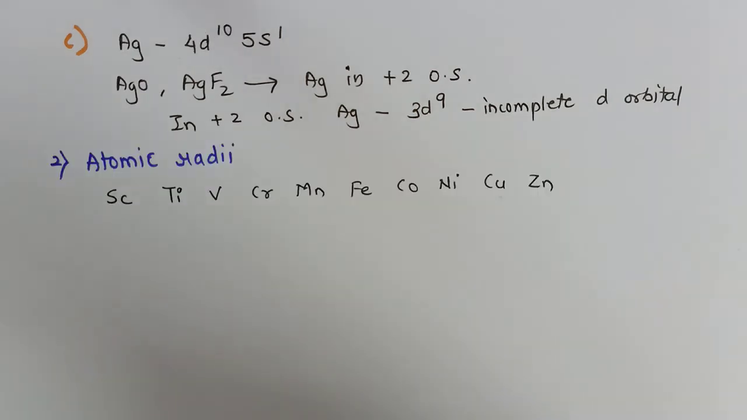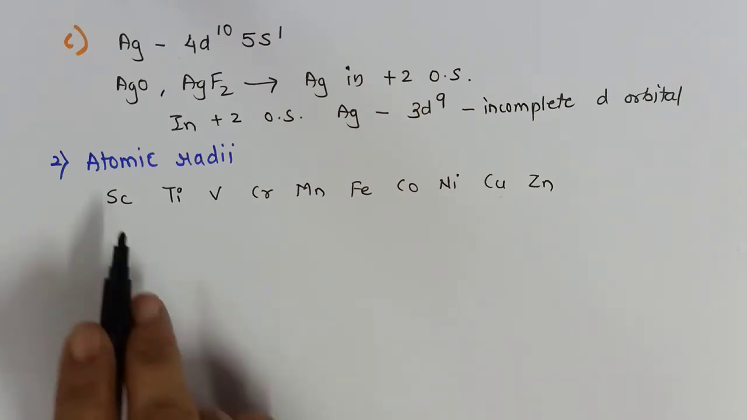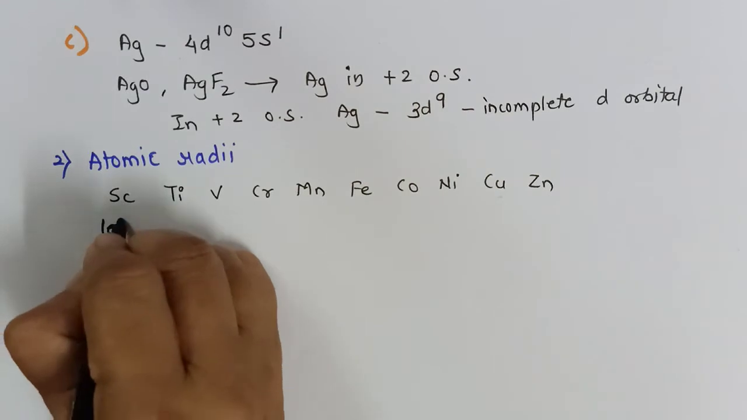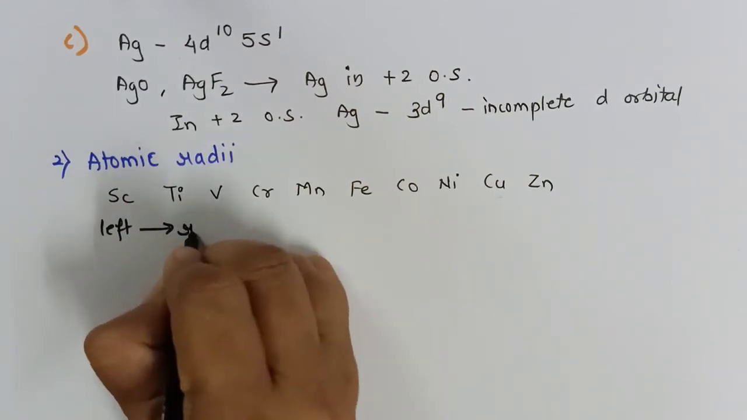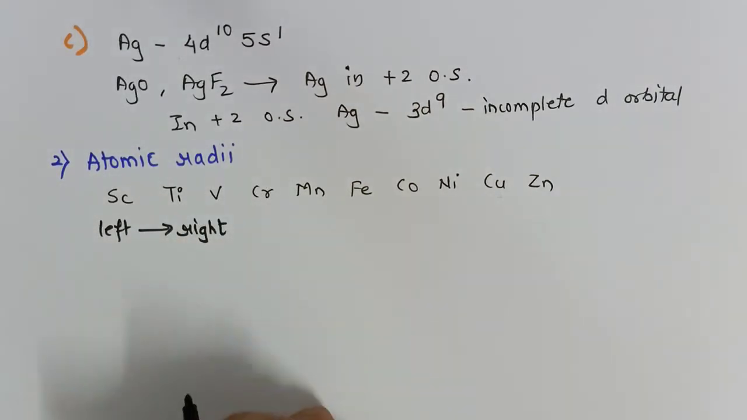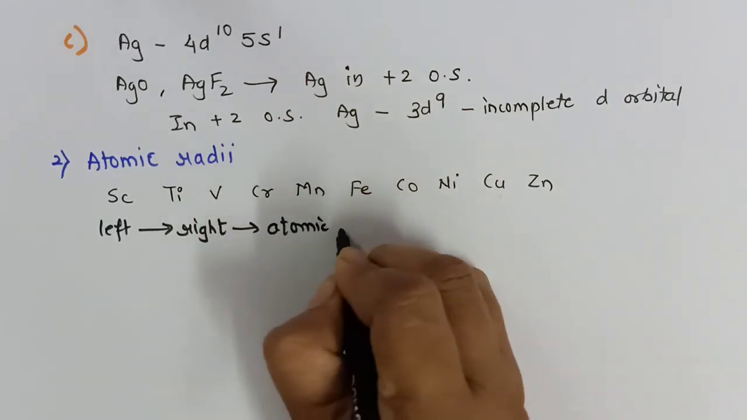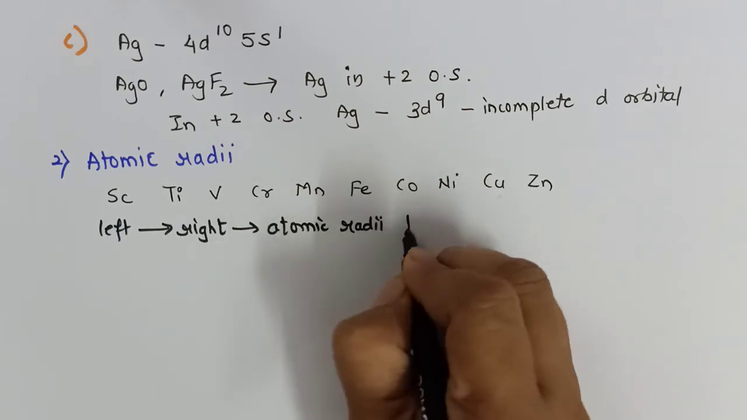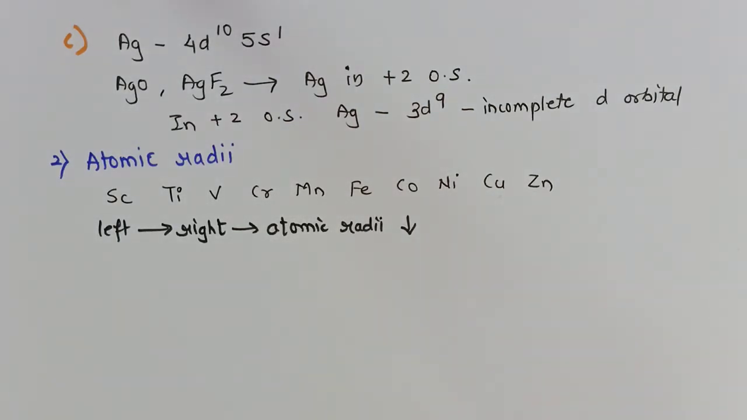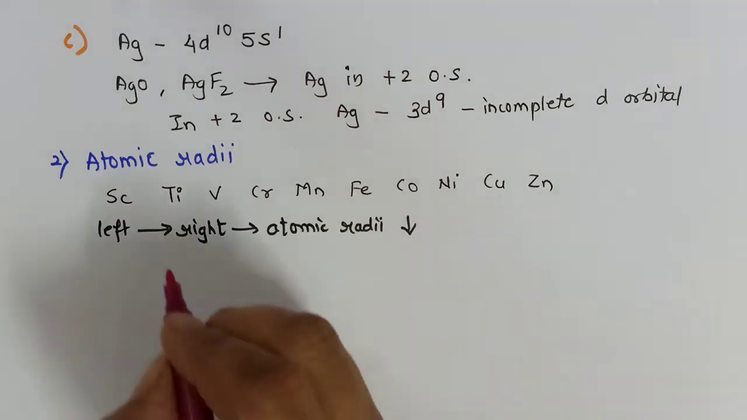Very interesting one. Next trend is atomic radii. I will explain it with the help of first transition series. Now what we have studied in our 11th class, that as we move from left to right, actually what happens? The atomic radii decreases. This is what we have studied in class 11. So till I will say manganese, it follows the trend.